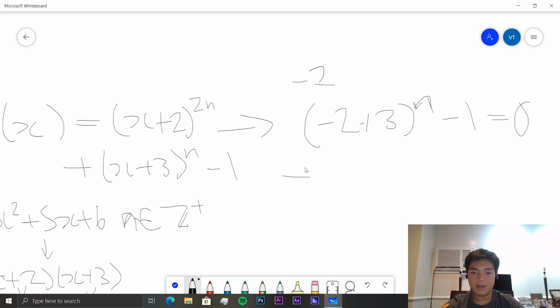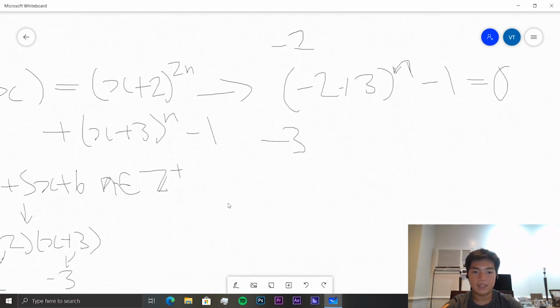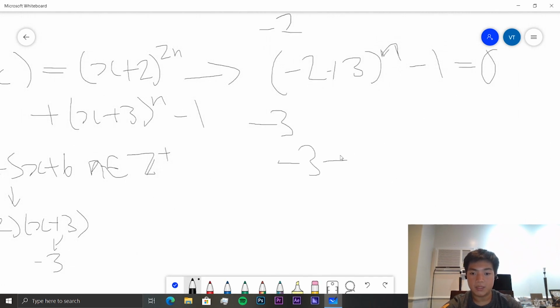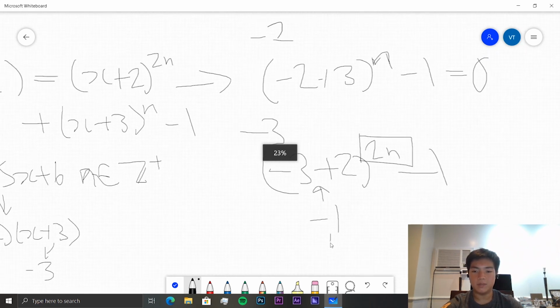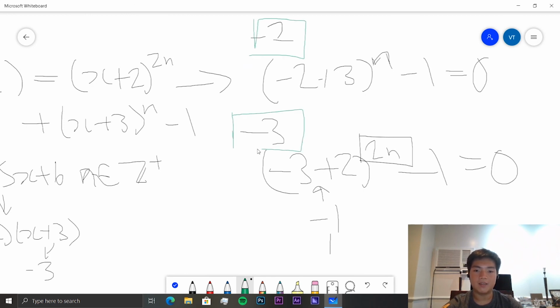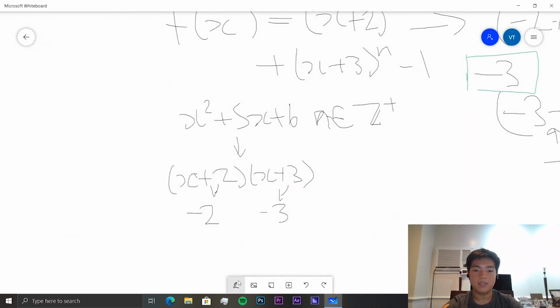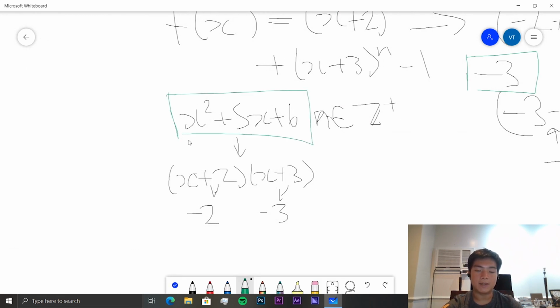How about negative 3 then? Well, we need to consider negative 3 plus 2 to the 2n, and then this would be minus 3 plus 3, which is 0, so we ignore that term, minus 1. So this would be negative 1, and since it's always to the power of 2n, we're sure it's an even power, the result of this would always be 1, and 1 minus 1 is equal to 0. Therefore, since it's divisible by x plus 2 and it's divisible by x plus 3, it should always be divisible by x squared plus 5x plus 6.